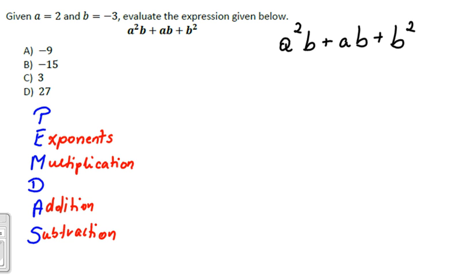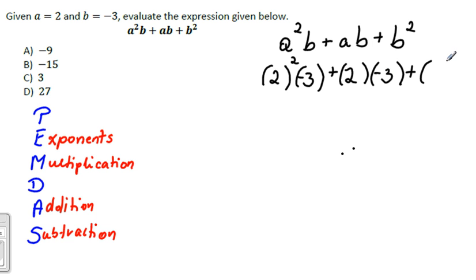And also it's a good habit always to put parentheses around that number each time you're doing it. So we have the following. A squared becomes 2 squared times b, which is given to us as -3, plus now a times b. So for now, just plugging in, that's 2 times -3 plus b squared. And once again, b is -3, so that's the last number to plug in.